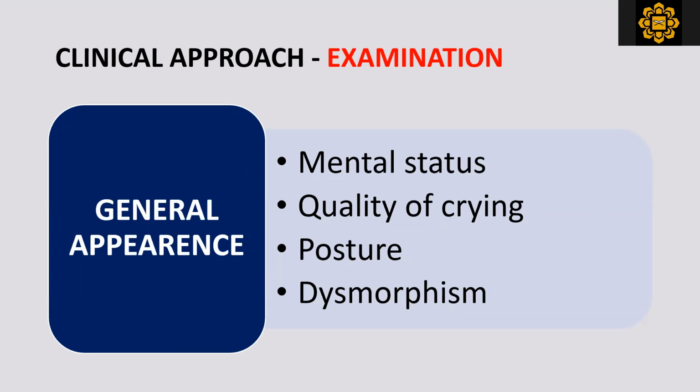For the examination, we begin with the general appearance of the child. We look at the mental status. Is the patient aware or not? Because if the mental status is rather affected, we may think of central causes, meaning the brain particularly. We look at the quality of crying, whether it's weak or not. And we look at the posture. The posture is quite a good signature of weakness, like I mentioned before, the frog-like posture. And lastly, the dysmorphism, because we are well aware that dysmorphism is a feature of syndromic diseases, and these syndromic diseases can lead to neonatal or infancy hypotonia.